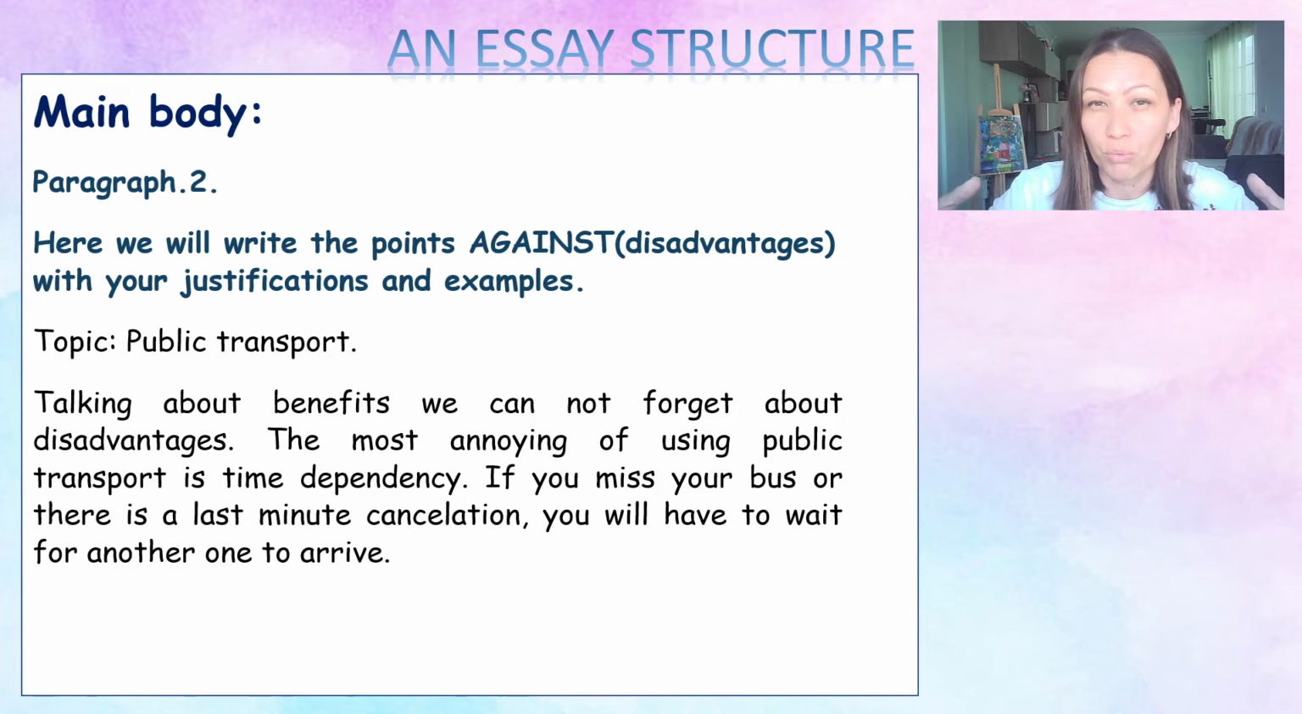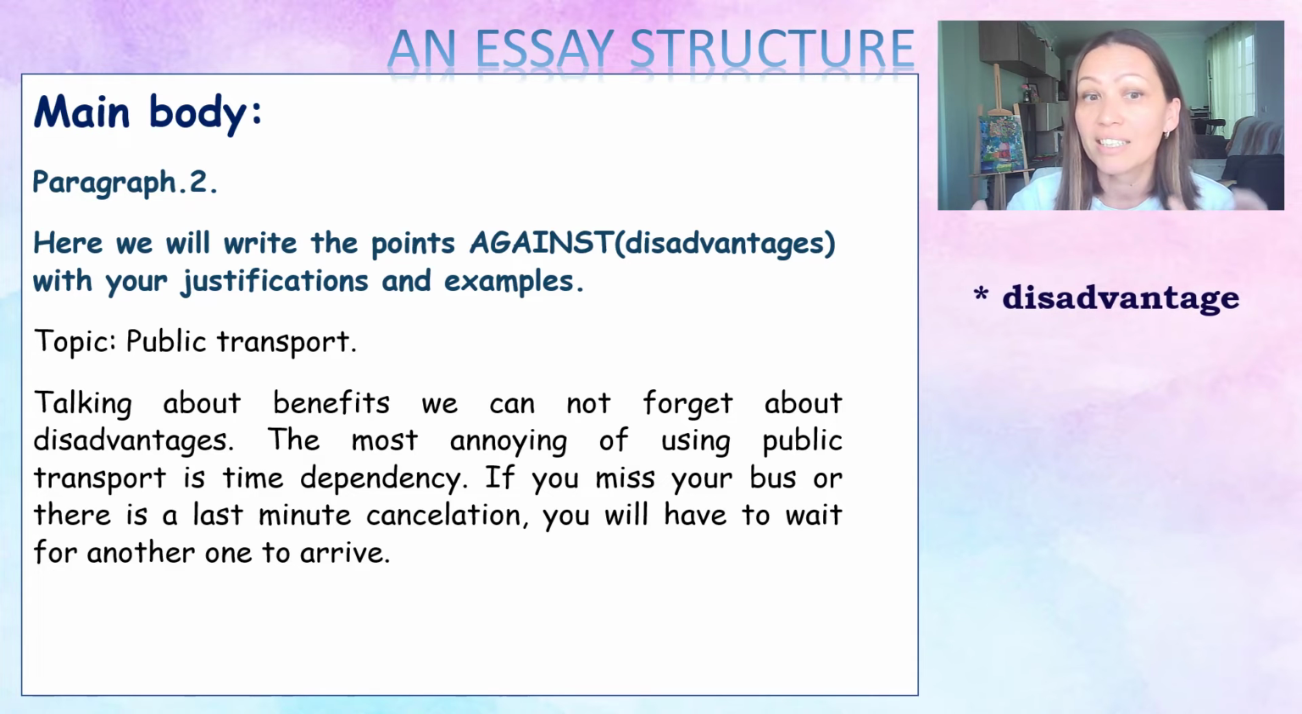For example, talking about benefits, we cannot forget about disadvantages. So we introduce what we're going to write about in this paragraph. The most annoying thing about using public transport is time dependency. If you miss your bus or there is a last-minute cancellation, you will have to wait for another one to arrive. So we give the sentence of introduction of our paragraph, what we're going to write about, and then we gave the disadvantage of using public transport, which is time dependency. And then we back our point up, describing that if we miss a bus, we have to wait for another one.